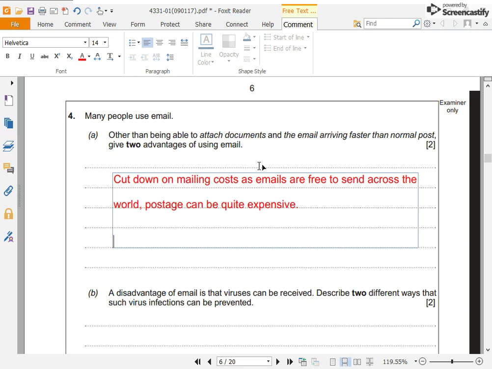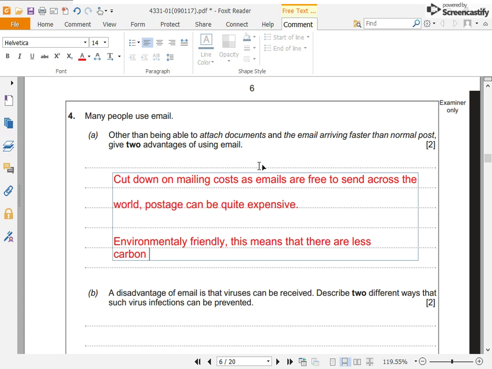What about the environmental issue? Environmentally friendly. So this means that there are less carbon emissions from email, as nothing is transported.